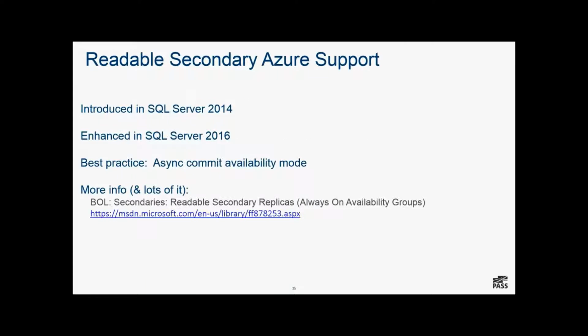Azure support. Introduced in 2014, enhanced in 2016. Best practice, if you use Azure for an availability group, almost inevitably you need to use async availability mode. The network performance just isn't there to support sync commit. And Books Online provides a lot of great info if you're interested in implementing availability groups in the cloud.